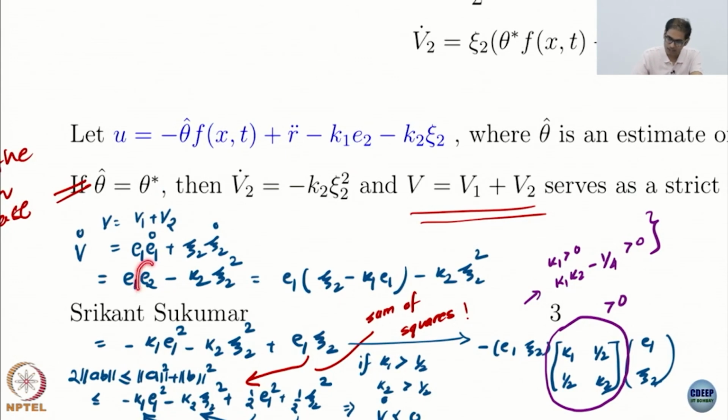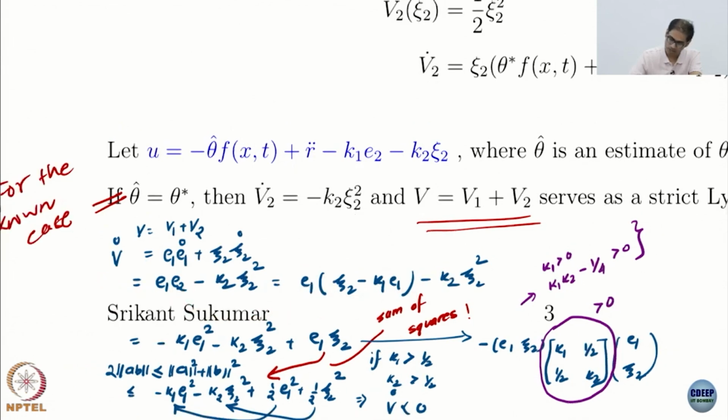Now I get this variable E2 which is not my variable anymore, because I did a transformation. So I want to write E2 in terms of the new variables, psi2 and E1. Psi2 is just E2 plus K1 E1, so I have just written E2 in terms of the new variable. And once I do that, what do I get?